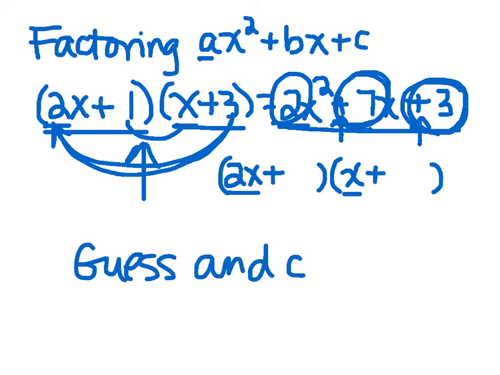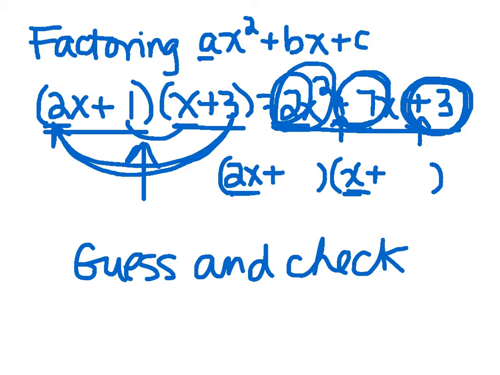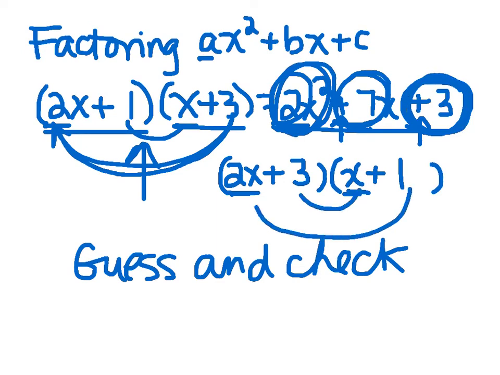I'm not going to randomly guess and check. I'm going to check numbers that multiply. The first terms have to multiply to give me this, and we were able to do that pretty intuitively. And I have to also choose numbers that multiply to 3. So I could make a guess of putting this at 3 and 1. I already know that the first and the last multiply. I know that this works and this works. So what I have to check is the O and the I.